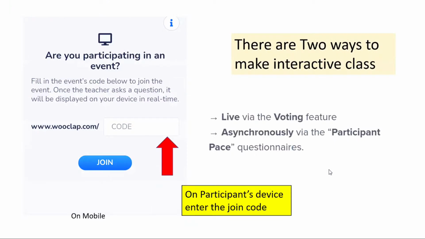Okay. Are you participating in the event? Then you have to join. This is the interface of participants, and you type the code. There are two ways: live via the voting feature, and asynchronously via participant-based questions.